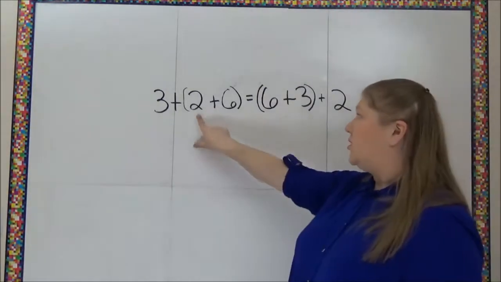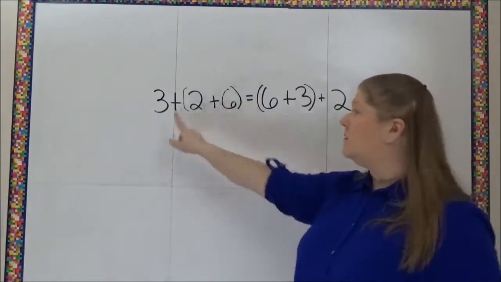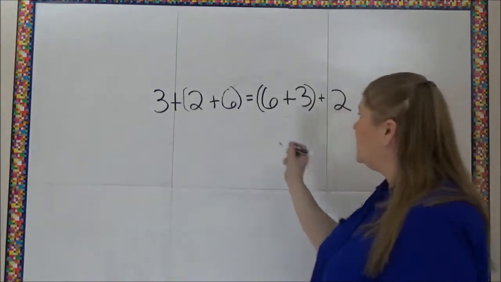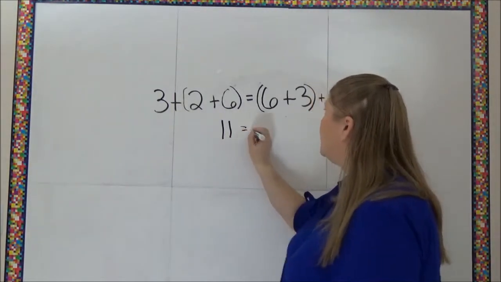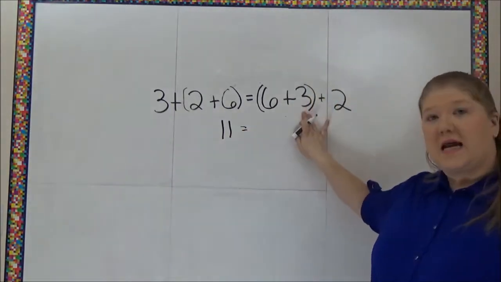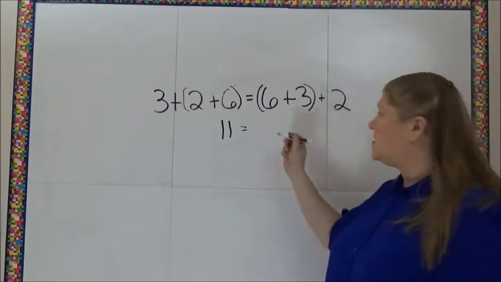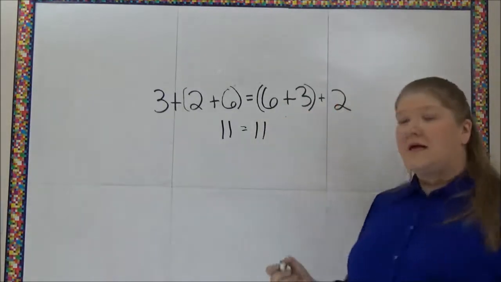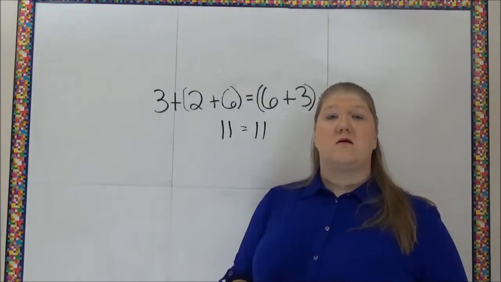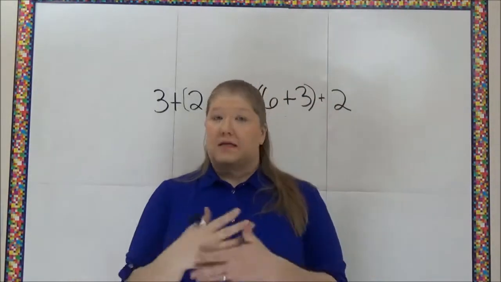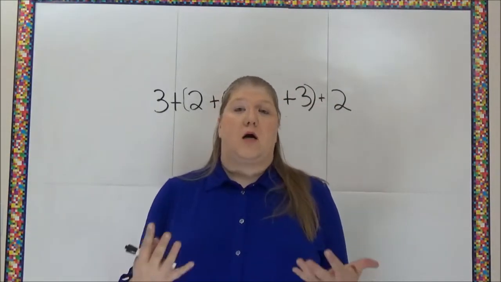On this side, 2 plus 6 is 8, plus 3, that's 11. 6 plus 3 is 9, plus 2 is also 11. So that's the cool thing about the commutative and associative properties. You can use them simultaneously for whatever the problem calls for.